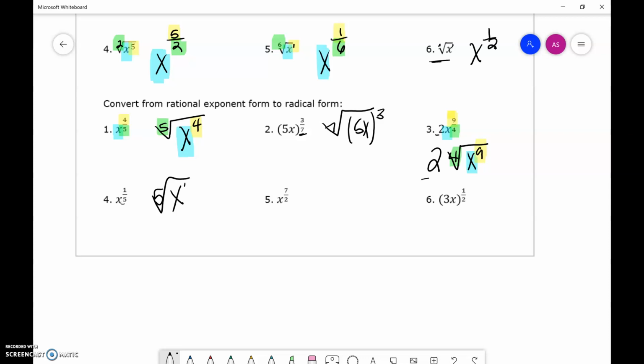Here we have a 2 at the bottom, so this is actually back to square root, okay? So again, you can write the 2 there. You really don't have to, so I'm not going to write it this time. So you have the square root of x to the 7th.